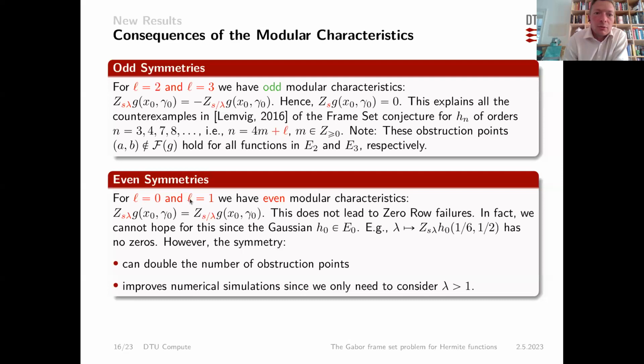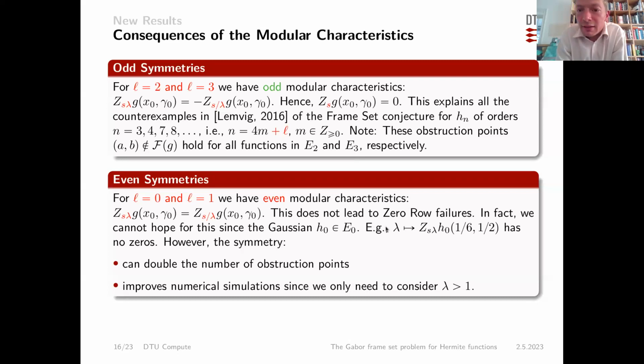So when l is equal to 0 and l is equal to 1, there we have even modular characteristics. So the minus sign in front of the section form disappeared, right? And from that, I cannot conclude anything. I cannot guarantee these zero row failures or zeros of the section form. And in fact, I know this cannot be the case, because the Gaussian sits in the case where l is equal to 0.